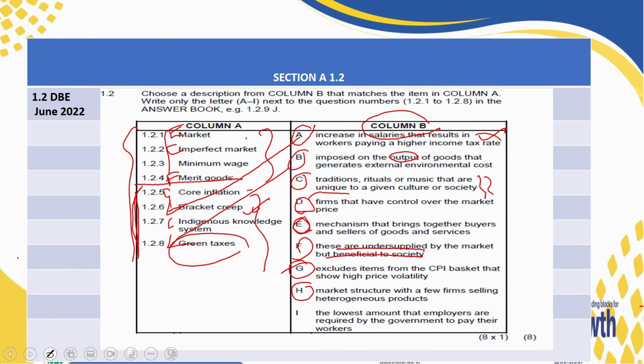Now, a market structure with a few firms selling heterogeneous products. What can it be? Can it be a minimum wage? No, it can't be. So this is known as a distractor. You will see that in most match column A and B, there is always a distractor. But let us finish, and then I can come and talk about this distractor.